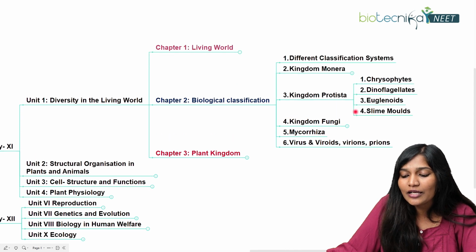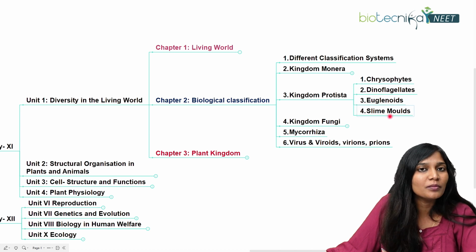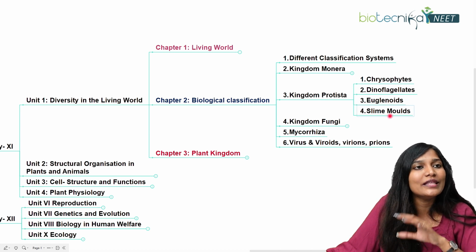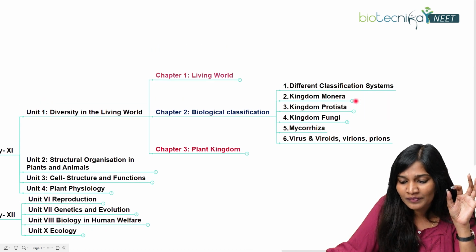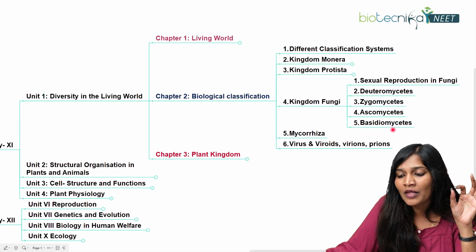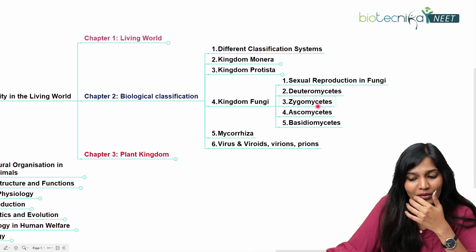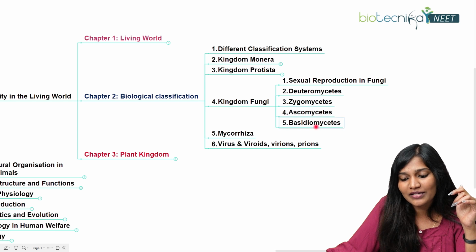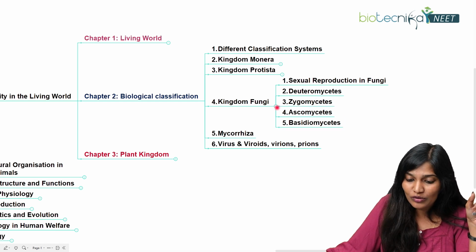The next is kingdom Protista. You have to concentrate on 4 important things: chrysophytes, dinoflagellates, euglenoids, slime molds. The most important thing is to look at all the images and diagrams with the figure notation given below, very important. And the next is kingdom Fungi. So how sexual reproduction takes place in fungi, and the types of fungi: deuteromycetes, zygomycetes, ascomycetes, basidiomycetes. All these things you have to study, along with their life cycles.